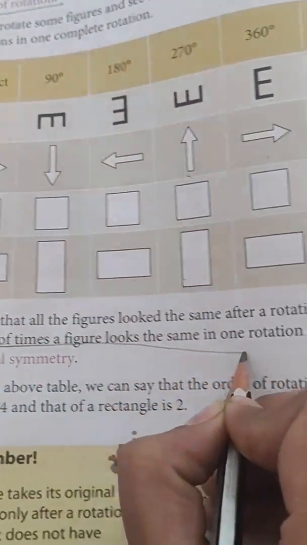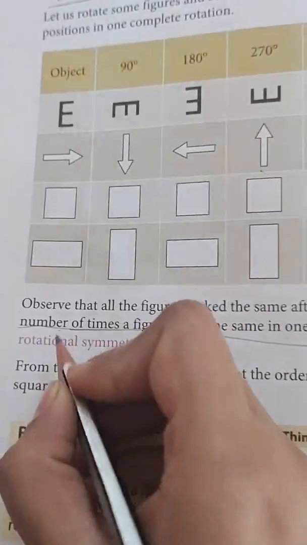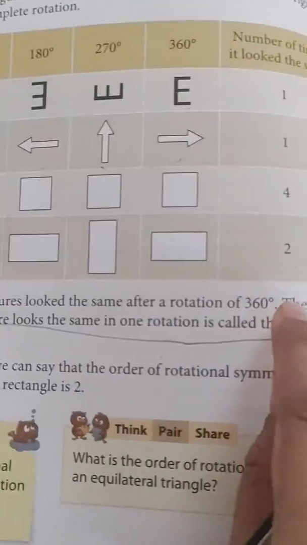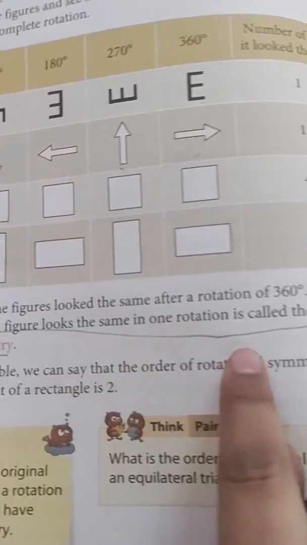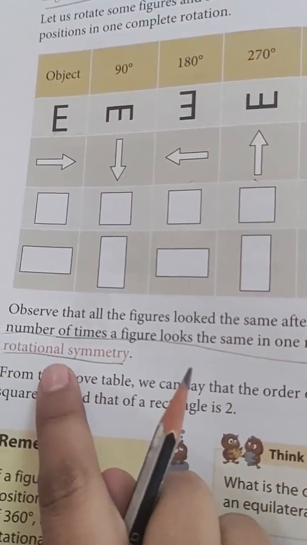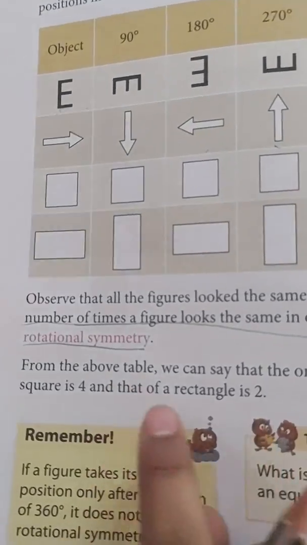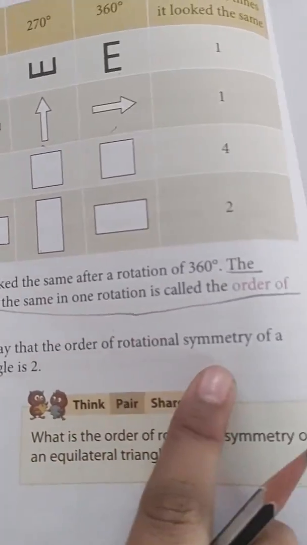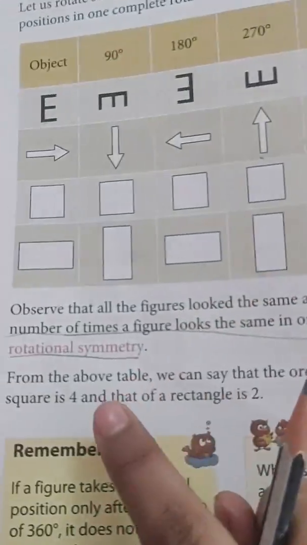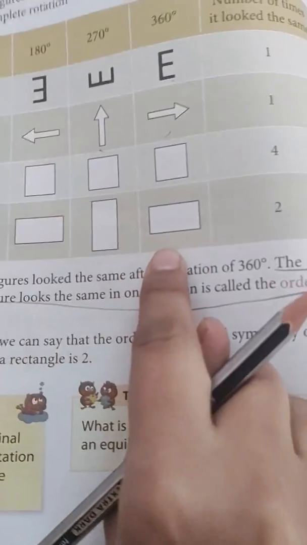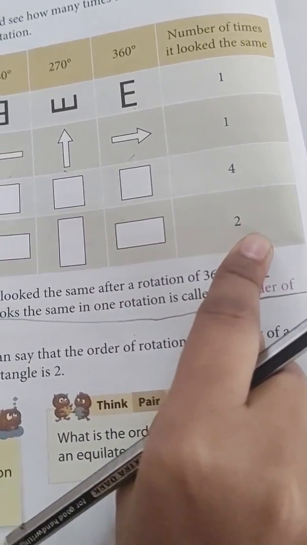The number of times a figure looks the same in one rotation is called order of rotational symmetry. So do remember this thing: how many times the figure looks the same in one rotation is called order of rotational symmetry. From the above table we can say that the order of rotational symmetry of a square is 4. As you can see, 4 times it looks the same, so 4. And the rectangle looks the same 2 times, so the order of rotation will be 2.